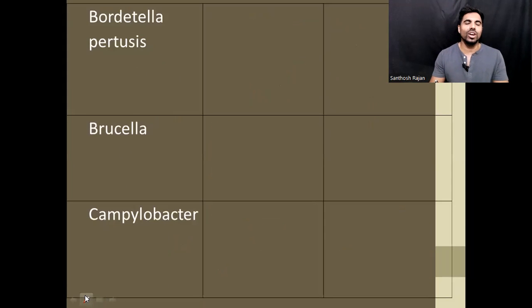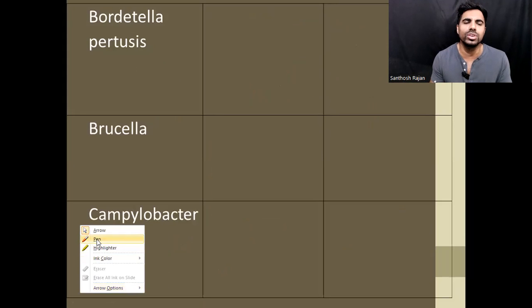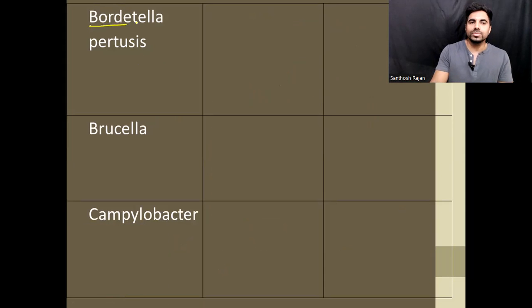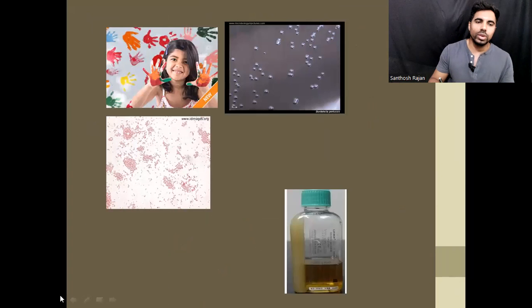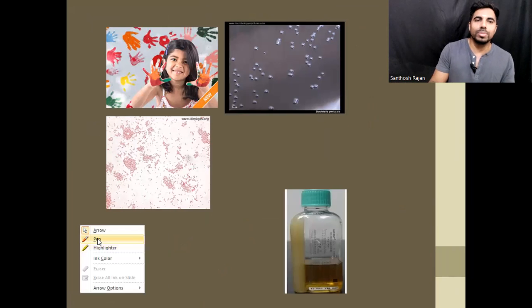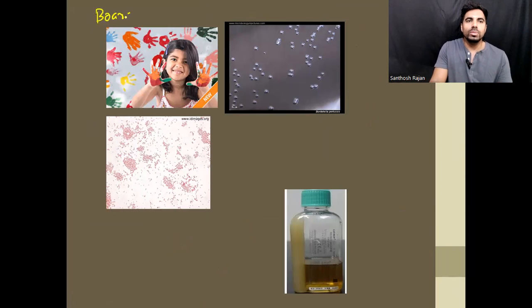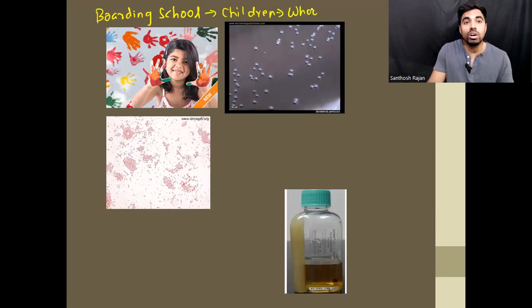Bordetella pertussis. See, always go from the question. You have plenty of clues, you don't even have to think. Okay, what is the clue? The clue is very simple. Bordetella pertussis means boarding school. Let me go to the picture first. What happened? Look, this beautiful, pretty school girl in boarding school. Who is in boarding school? Children. In boarding school, children usually get a whooping cough, pertussis, right? Whooping cough, Bordetella pertussis. So whenever they get whooping cough, you know who their warden is? Warden Mr. Regan.